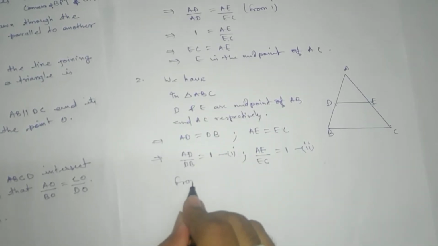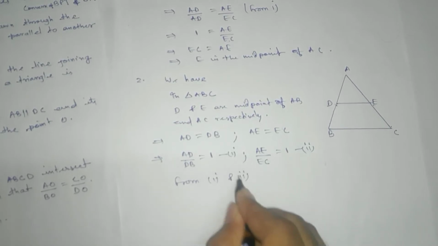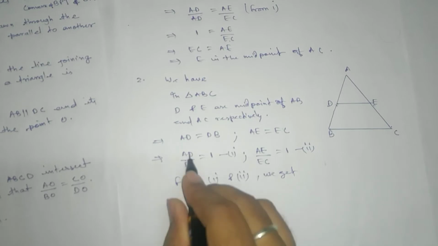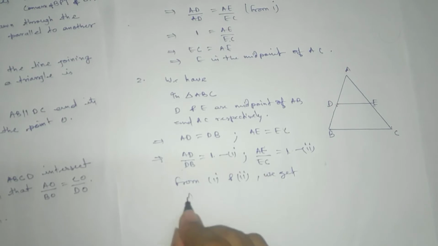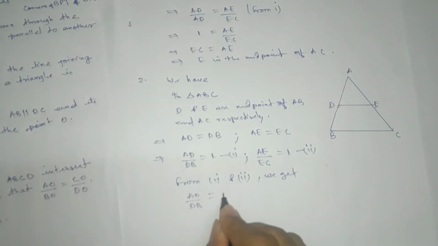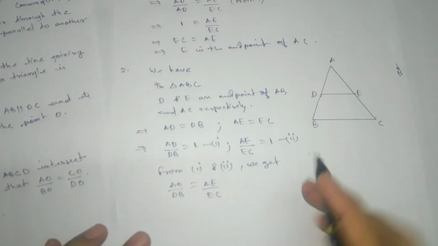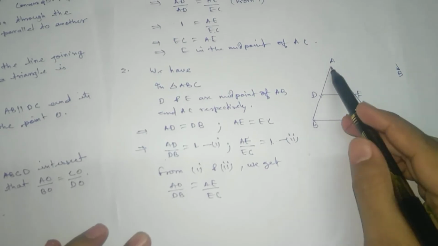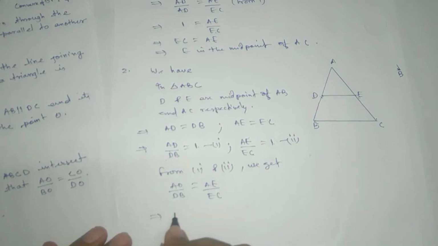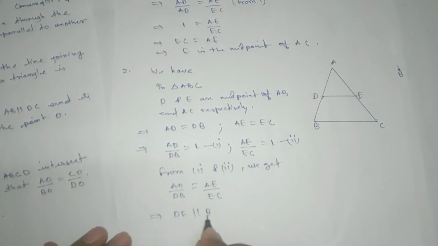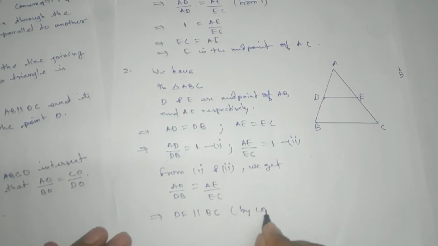So from 1 and 2, what we can see, we get that AD by DB equals 1 and AE by EC equals 1. That means both are equal to 1. We can say that AD by DB equals AE by EC. Now in triangle ABC, what you can see is that AD by DB equals AE by EC. This implies DE parallel to BC by converse of BPT. Proved.